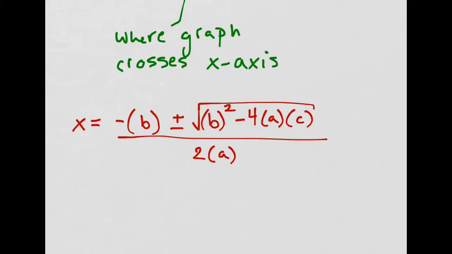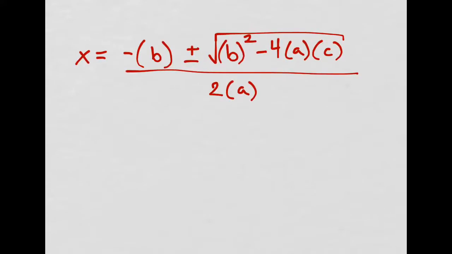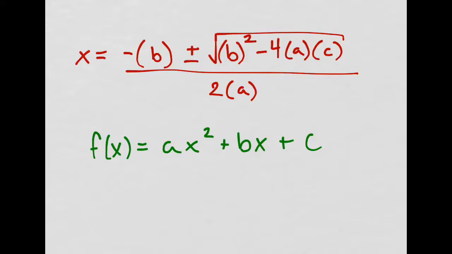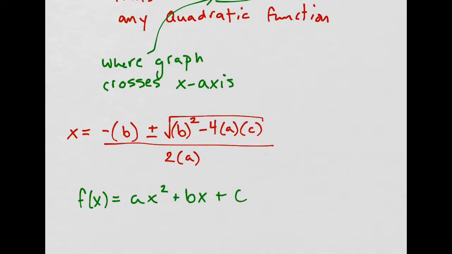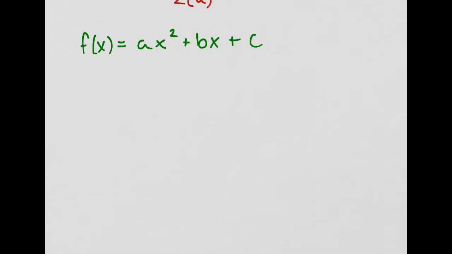A, B, and C come from the standard form for a parabola, or for a quadratic function. We have A going in there and there. We have B going in there and there. And we have C, just right there. That's all that C does. So we get our quadratic function, we pick out A, B, and C, and we plug them into the formula. That will find the zeros. Let's look at an example.